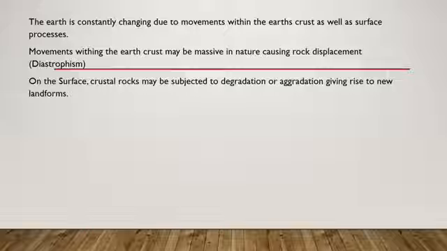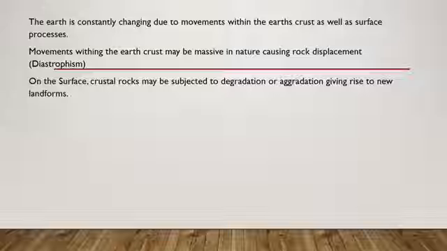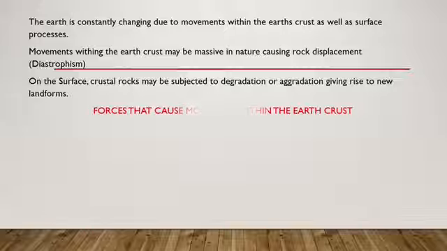Remember, when I started, I said that the changes are not only brought about as a result of movement within the earth crust, but also surface processes. And these surface processes that bring about changes within the earth are what we call degradation, any activity that tends to lower the earth surface, and aggradation, any activity that tends to raise the earth surface. So these two activities, degradation and aggradation, also tend to change the earth surface.